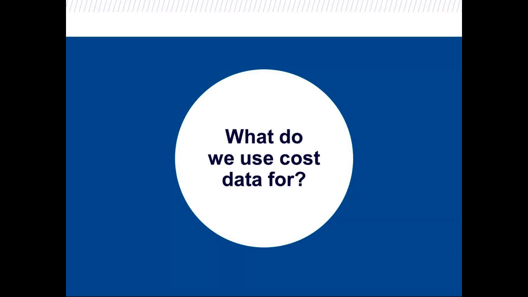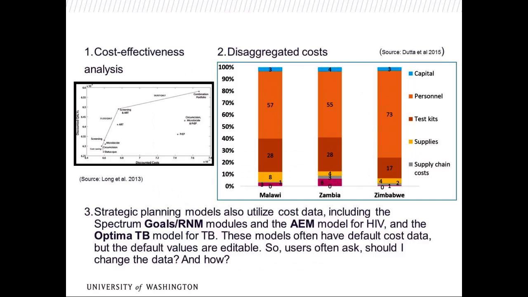So what do we use cost data for? These are just illustrative. One, as most of you know, we use economic costs for cost effectiveness analysis, where we look at the total incremental cost associated with the net benefit. Net benefits can be a death averted, a disease averted, or an aggregate measure like the disability adjusted life year, the DALY, or the quality adjusted life year, the QALY.